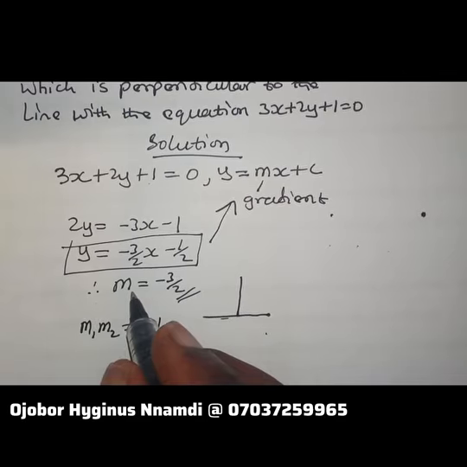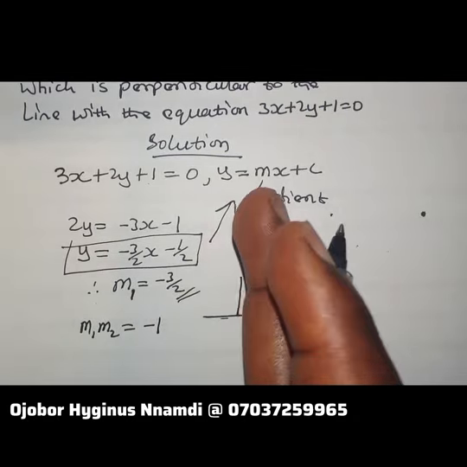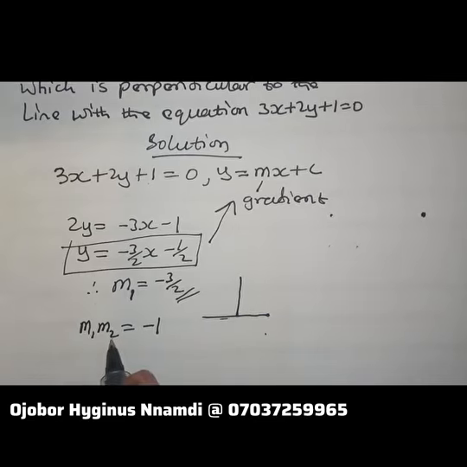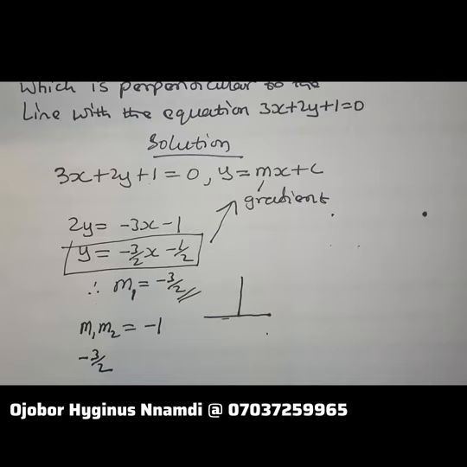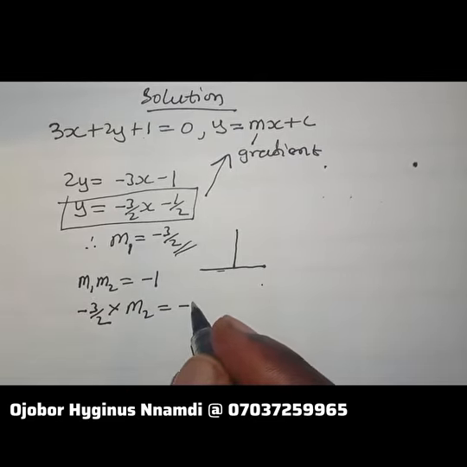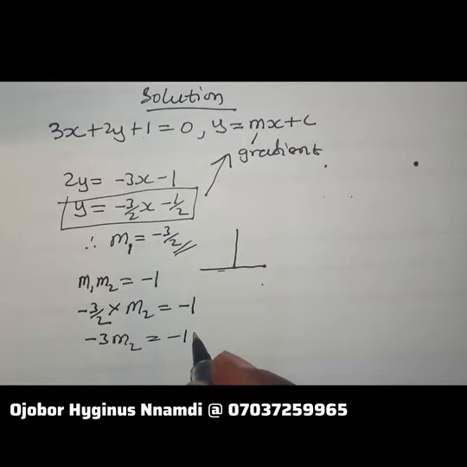So if the m we've gotten is m1, that is the gradient of the first line, we are looking for the gradient of the second line that is going to be perpendicular to this first one. So we are going to use this formula, saying -3/2 times m2 is equal to -1. And when we cross multiply, we have -3m2 is equal to -1 times 2.